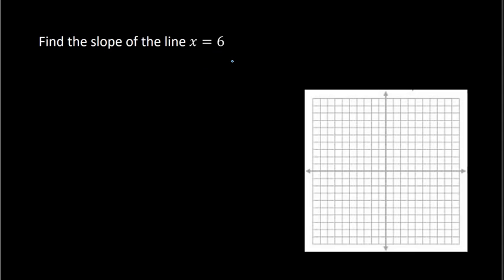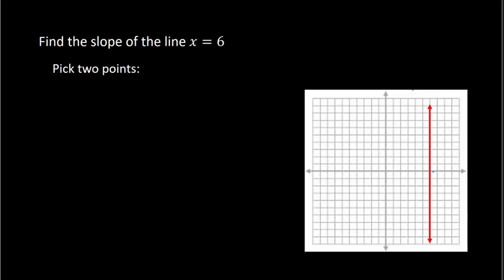Now let's look at 2 more examples like this, where you are given the equation and you are told to find the slope. So here we have the equation x equals 6, and you are to find the slope of this line. So graphically speaking, we know that it's going to be over here at 6 on the x-axis, and it's going to be a vertical line at 6. So the question is, though, what is the slope? So what I can do is pick any 2 points on this line.